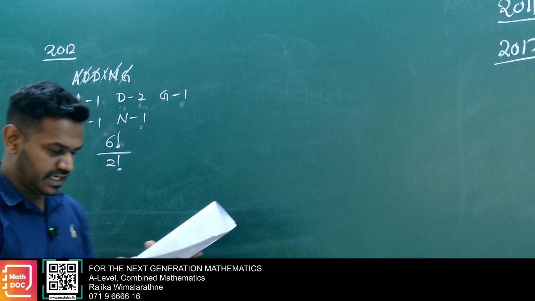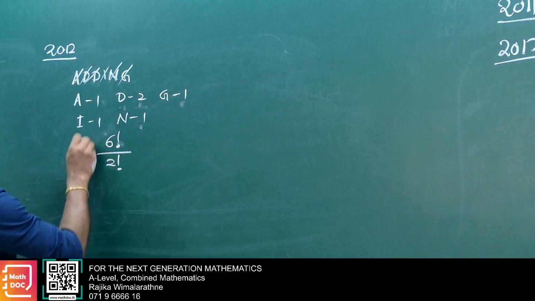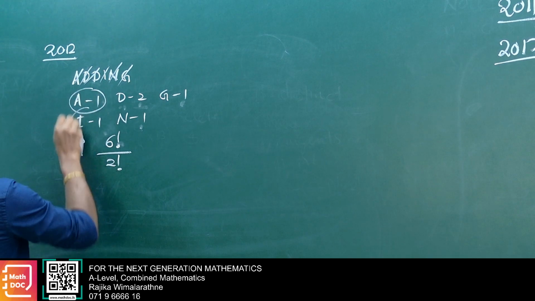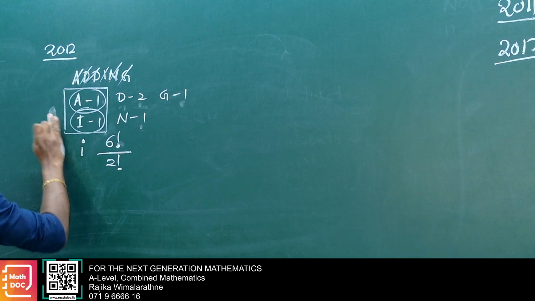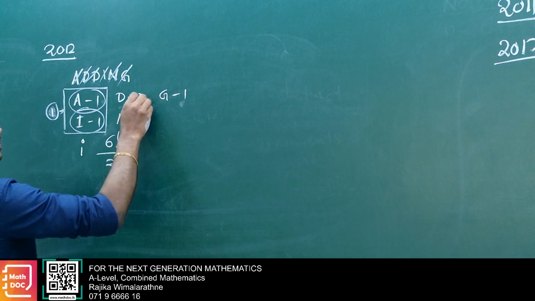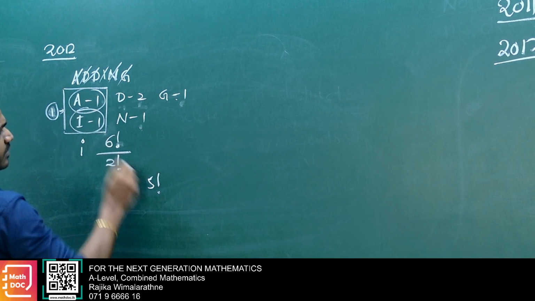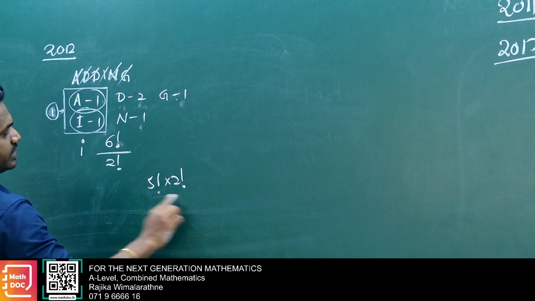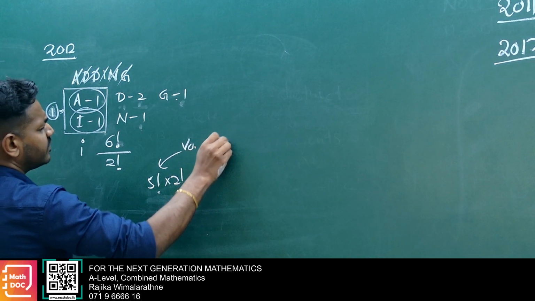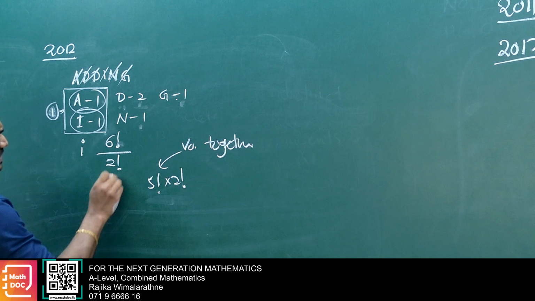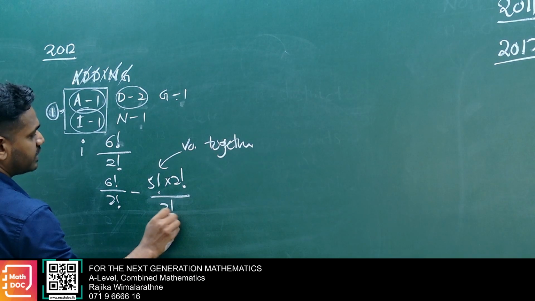Next case: in how many of these arrangements are the vowels separated? The vowels are A and I. Take them as 1 unit. Now we have 2, 3, 4, 5 units, 5 units. When you swap them, 2 factorial ways. Here, vowels together. All arrangements are 6 factorial divided by 2 factorial ways.